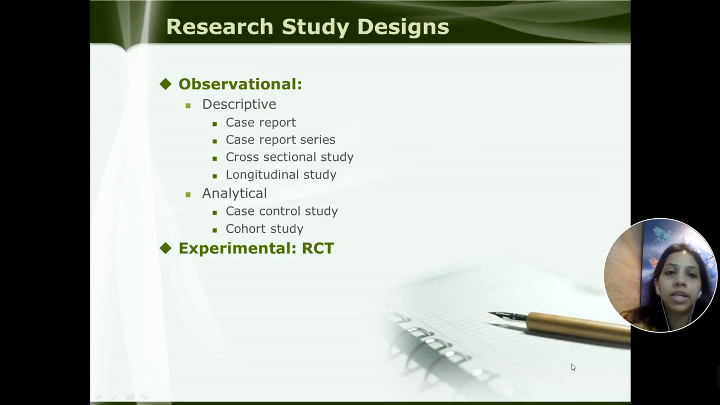So what are the different study designs? Under observational, there come two headings, descriptive and analytical. Under descriptive, there can be case report series, cross-sectional study, longitudinal study. Under analytical, there will be case control or retrospective study, and cohort or prospective study. And second is experimental, which includes your randomized controlled trials. So these are the various study designs which need to be discussed and finalized before the start of your study.